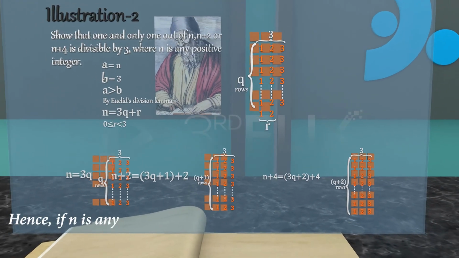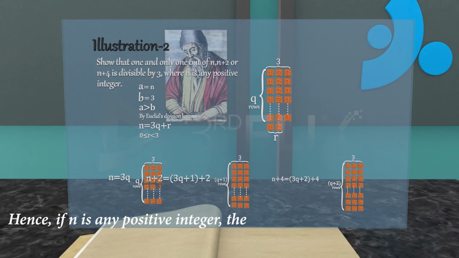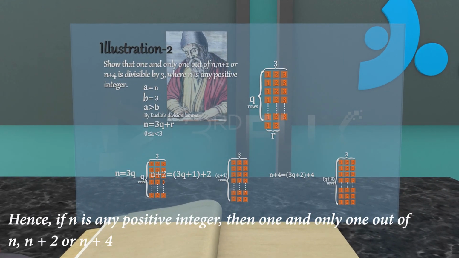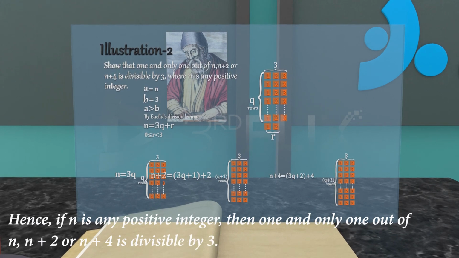Hence, if n is any positive integer, then one and only one out of n plus 2 or n plus 4 is divisible by 3.